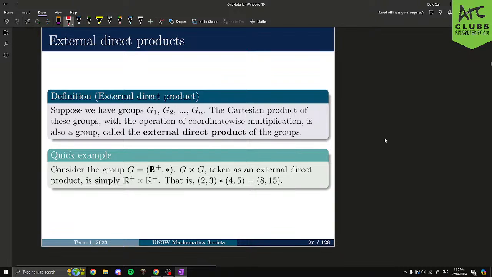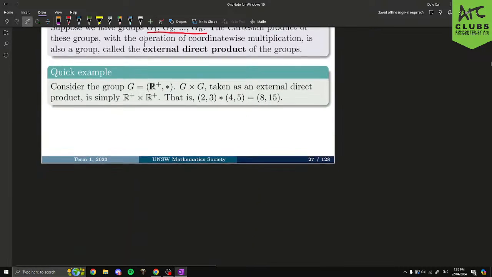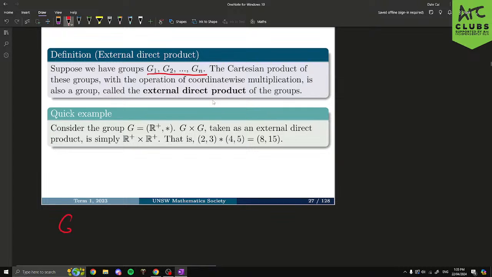Okay, so external direct product. Firstly, what is an external direct product? That is essentially the group formed by the Cartesian product of multiple groups. So given all of these groups, G1 up to Gn, we call the Cartesian product of these groups, G1 times G2 times and so on up to Gn, the external direct product. And the group operation here is just component-wise multiplication.